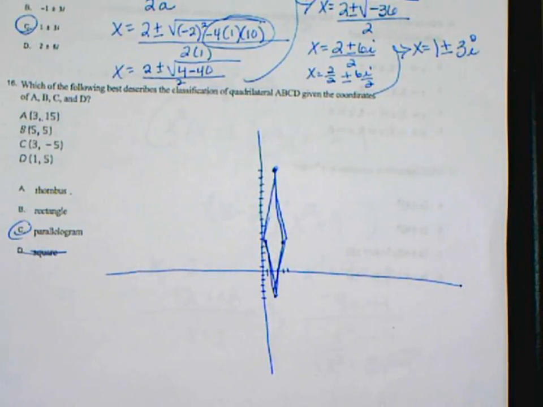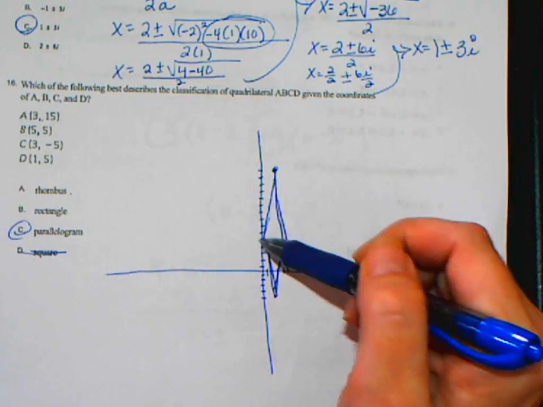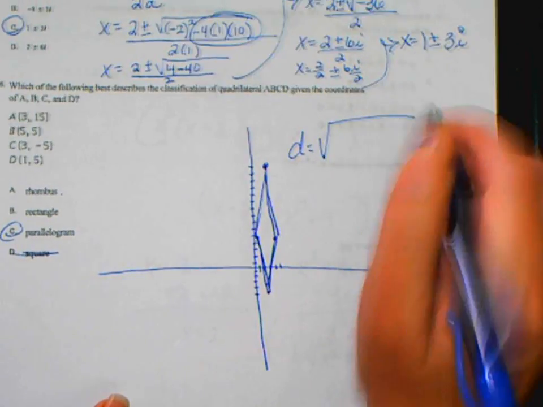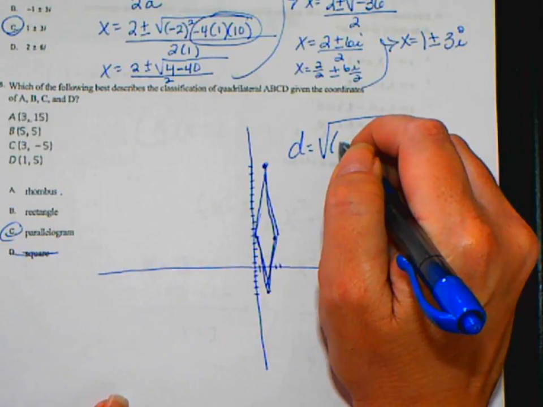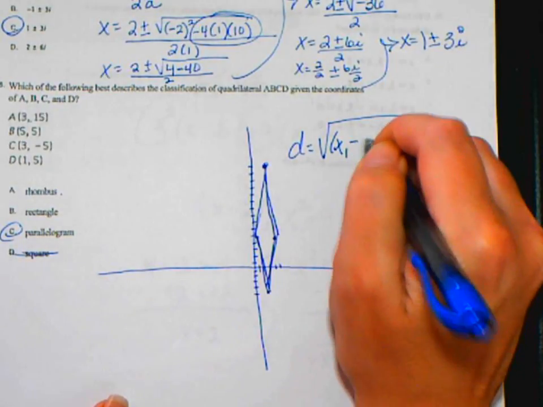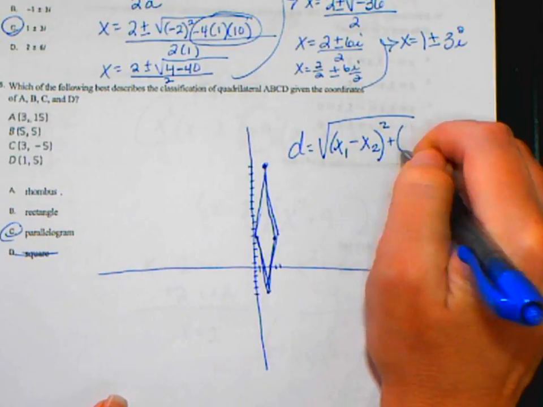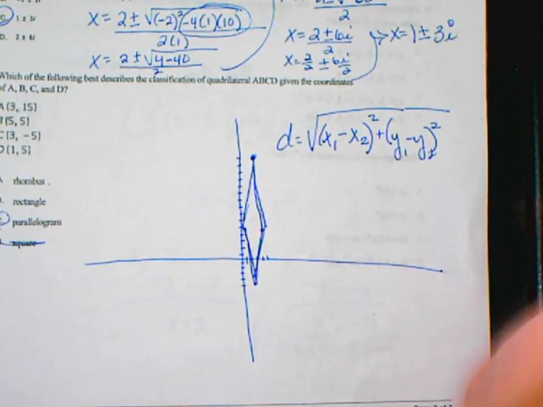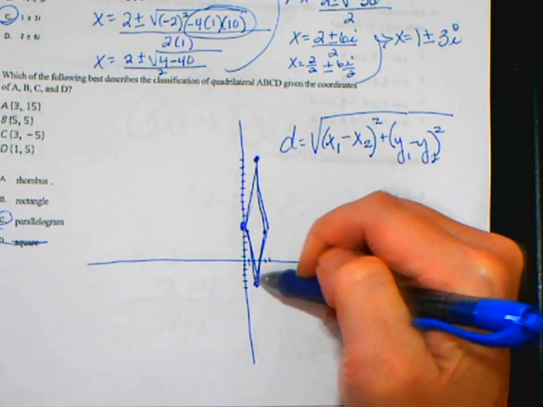A rhombus is a parallelogram, which has opposite sides parallel, but all sides are equal. We would have to probably find the distances between those points too. Yeah, we don't have time for that. But to know, you need to find the distances. Maybe use the distance formula. Let me write that down for you in case you forget it. Distance is the square root of x sub 1 minus x sub 2 quantity squared plus y sub 1 minus y sub 2 quantity squared. So find the distance between all of these points and you can better answer this.